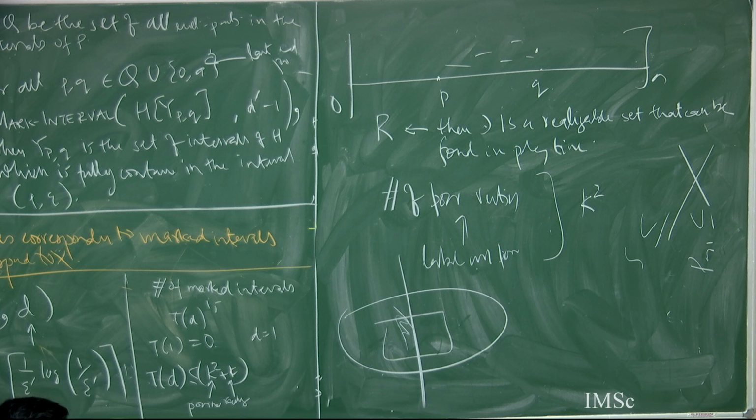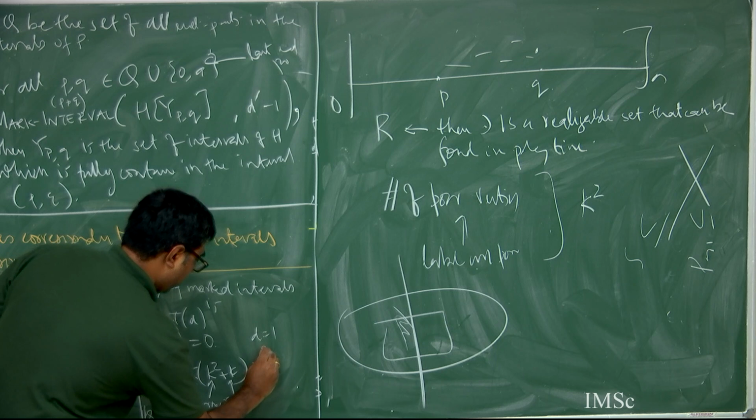What is the size of Q? Size of Q is 2k square. So how many pairs P, Q can there be in Q union of the other set, for all P, Q? Maybe I should say P not equal to Q, because otherwise it doesn't make sense. So how many such intervals are there? I can assume that P is not equal to Q. It's like choosing a two-sided subset. So this is nothing but, if my understanding is correct, 2k square plus 2, choose 2.